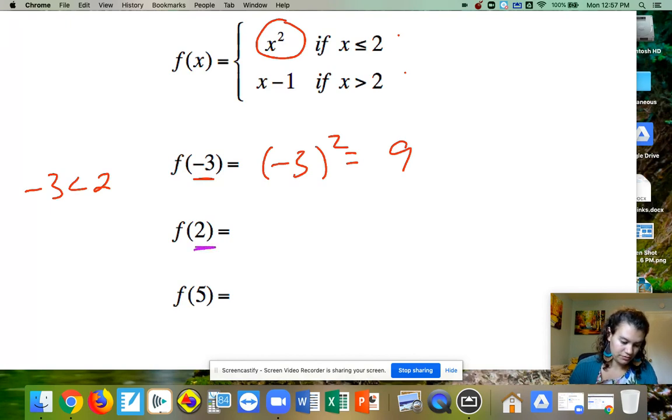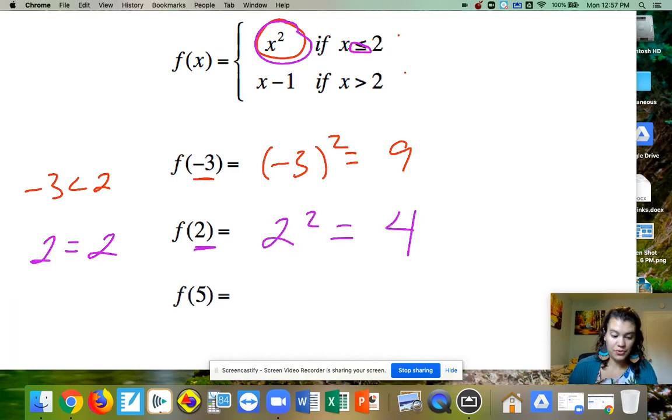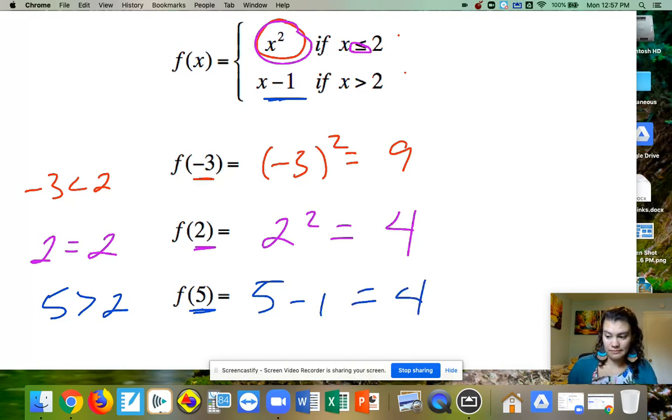Keep going. Switch colors here. If we have 2, 2 is equal to 2, right? So we're going to go here where we have our equal to and plug it back into the x squared. So you have 2 squared equals 4. For the last one, right here we have 5. 5 is greater than 2, so you want to plug it into this one. So you do 5 minus 1, and you get 4. And that's just evaluating them. So you just make sure you look at which equation you should plug it into before you actually use it.